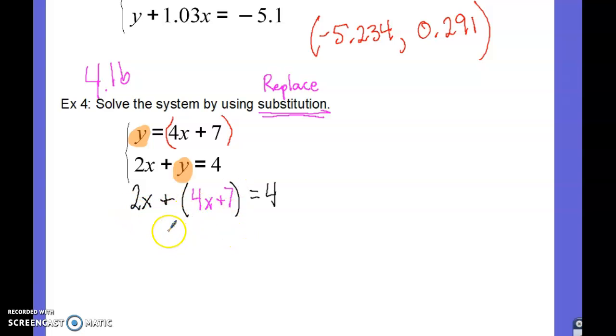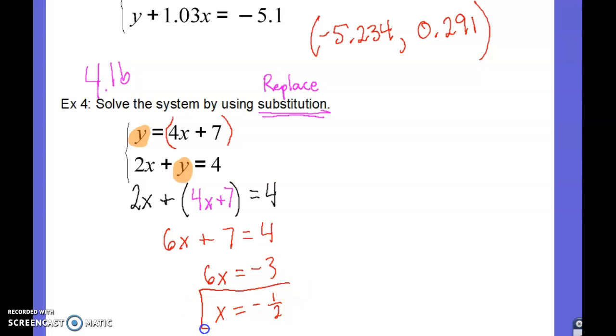And 2x plus 4x is 6x, plus 7 is equal to 4, so subtract 7 over, and 4 minus 7 is negative 3, and when you divide by 6, this reduces to negative 1/2. 3 over 6 reduces to 1/2.